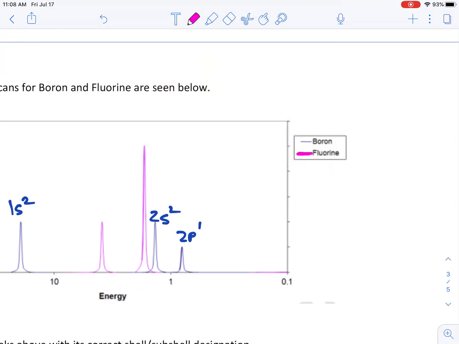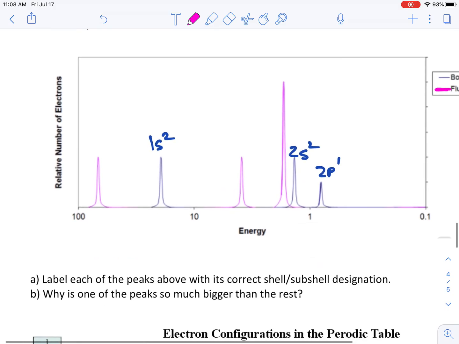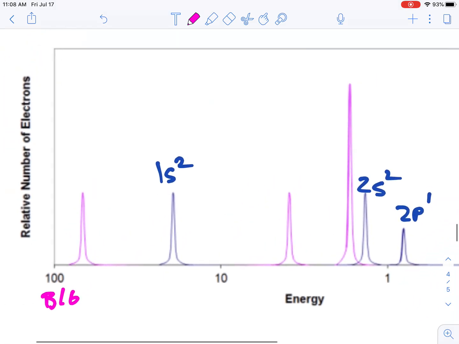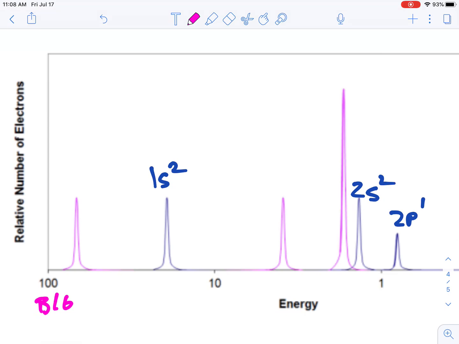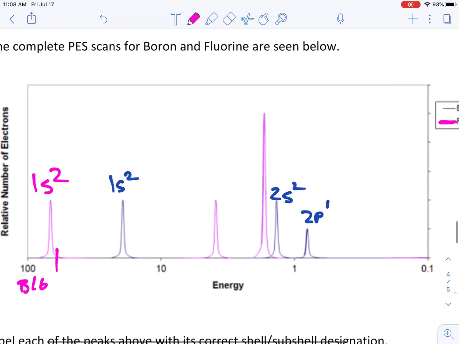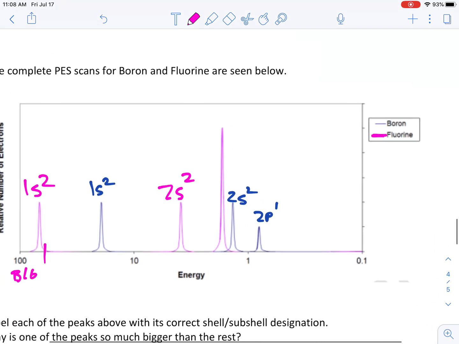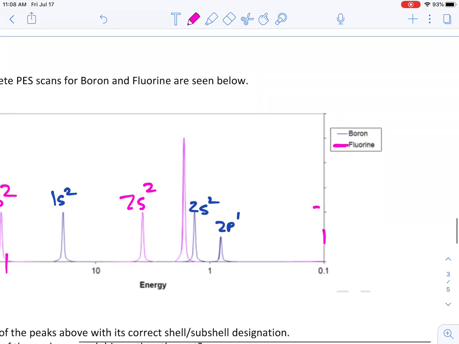Now for fluorine, we're going to do the same exact thing, except fluorine is the one that's in pink. So once again, you start with the big numbers. Your big numbers are over here. And the big numbers is always where 1 starts. So this is your 1s2. So that's energy level number 1. Now energy level number 2, that's going to be your 2s2.